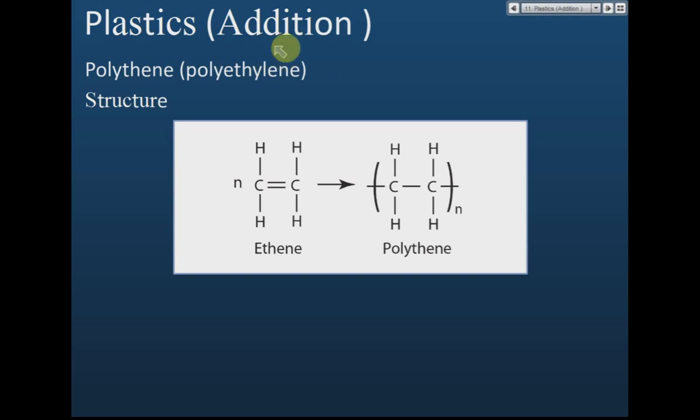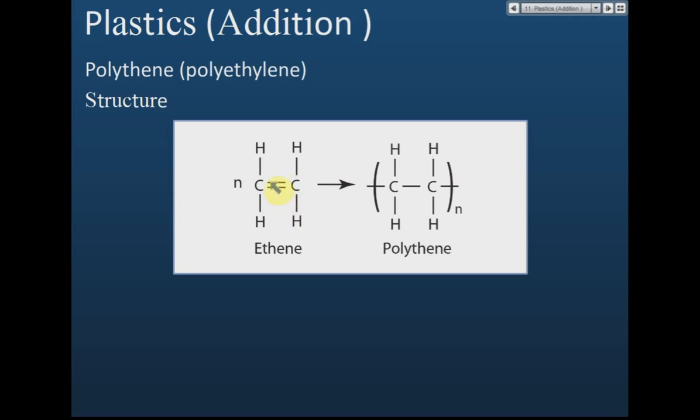So plastic, the first one is polyethylene. Polyethylene's monomer is ethene. In Form 5 you are going to learn ethene. What is ethene? For now, just try to remember that ethene is a two-carbon molecule with a double bond.